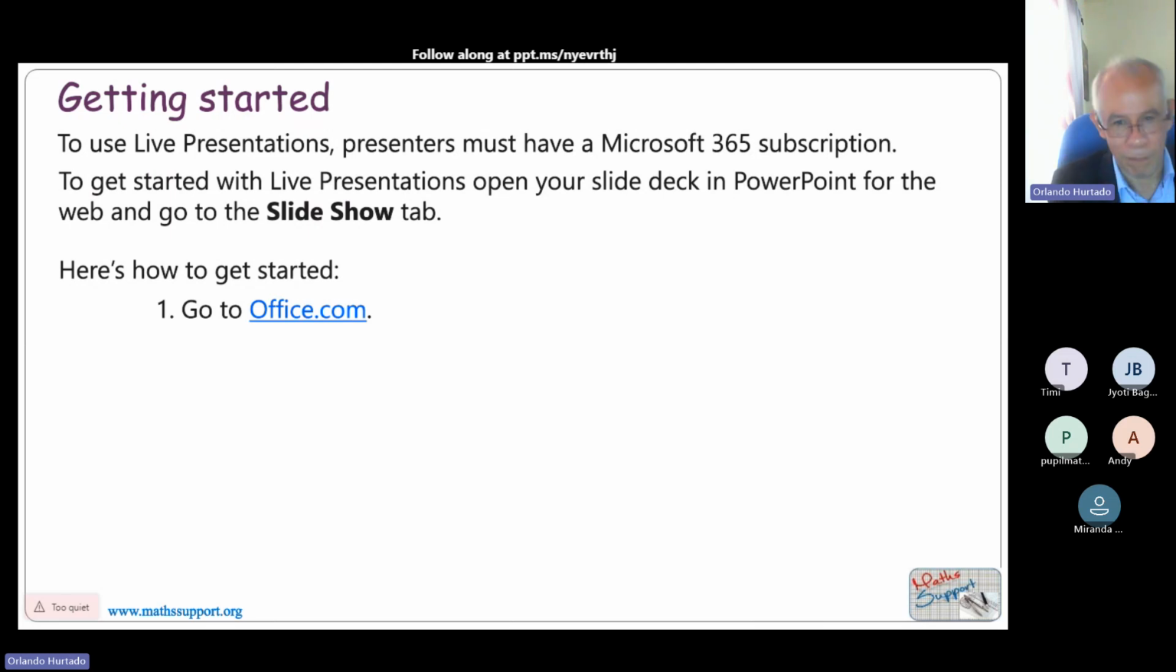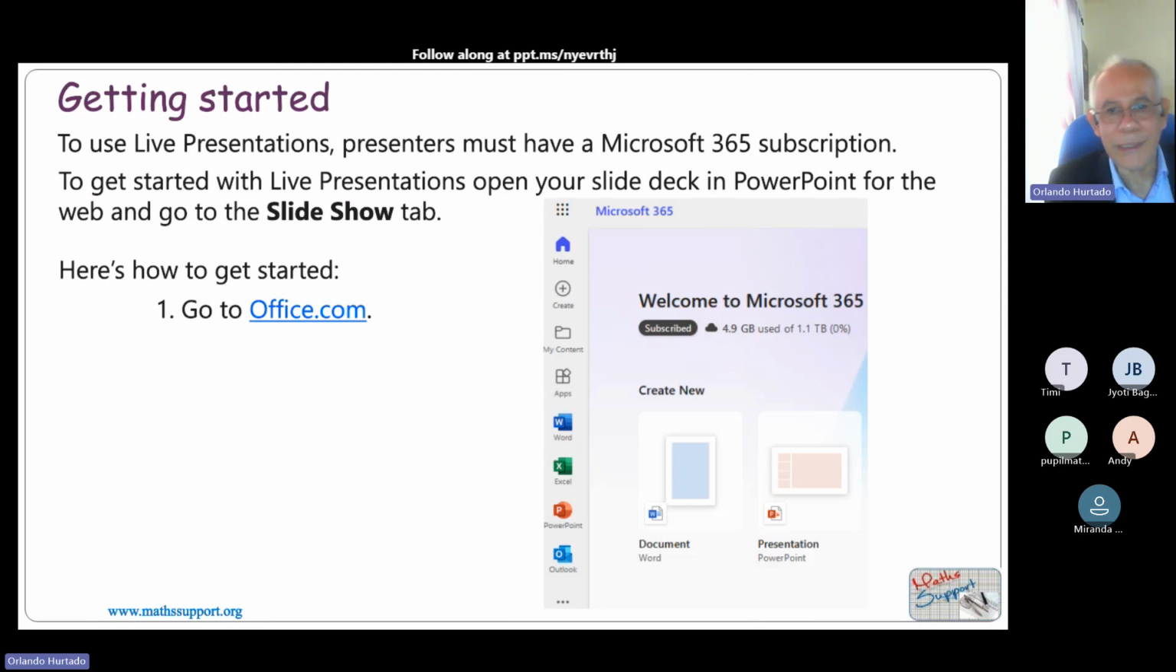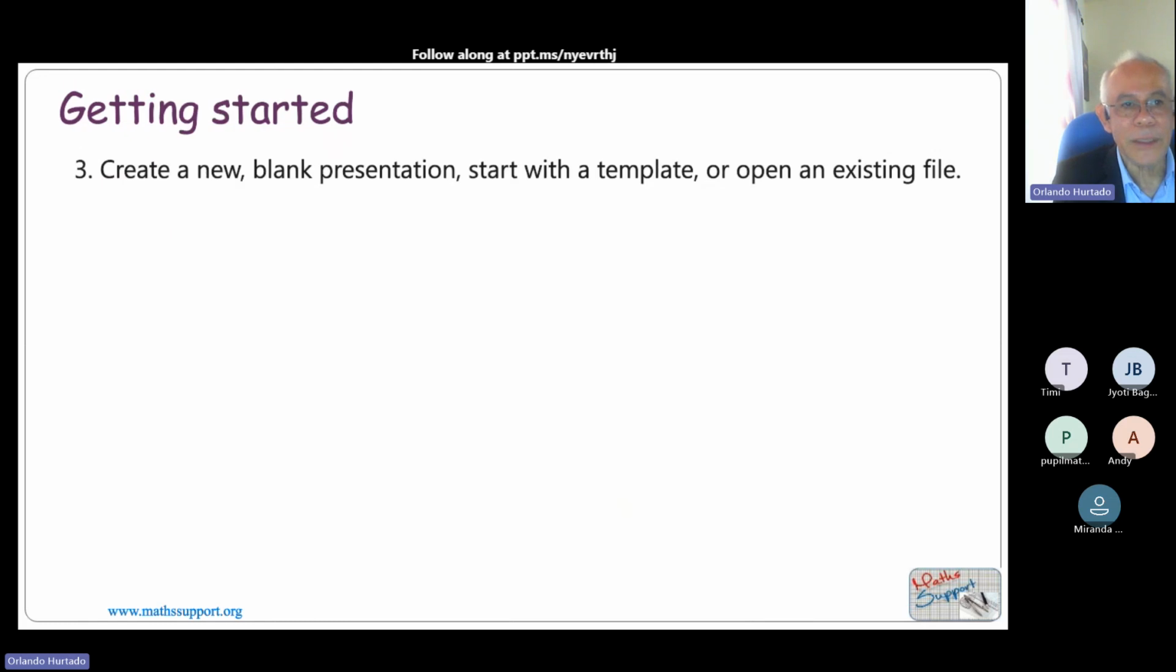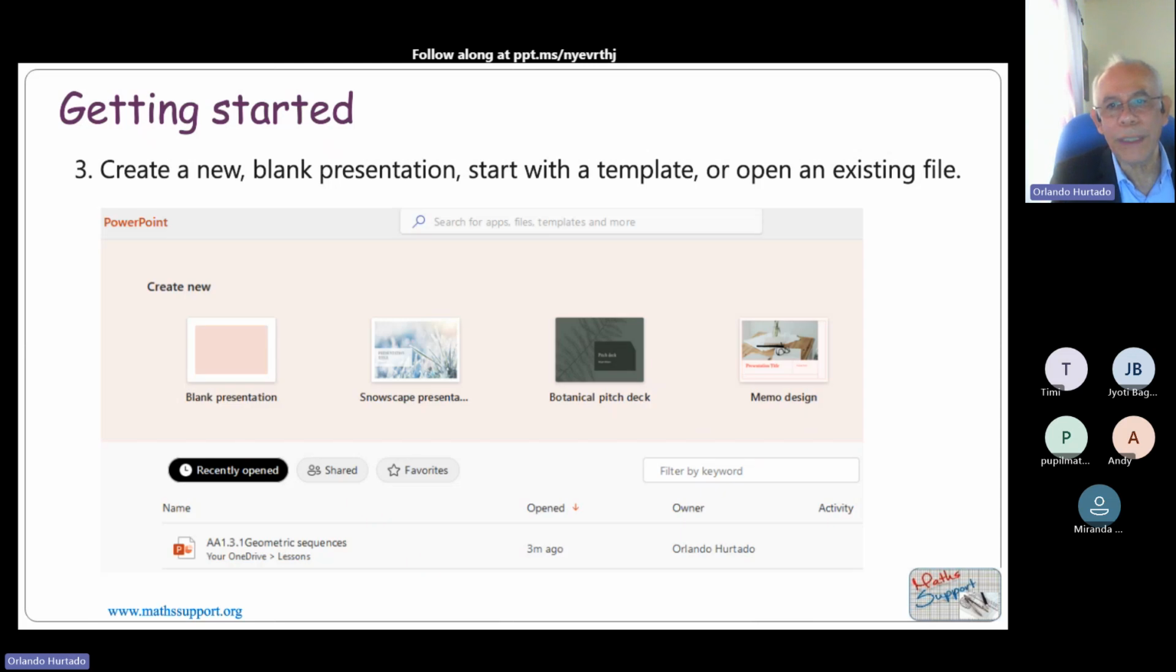First, you go to office.com. So in a browser like Google Chrome, you type in office.com if you have a subscription for Microsoft 365. When you go to office.com, you will have this screen. So, welcome to Microsoft 365. On the left, you can see that there is different software for Microsoft 365, but we are using PowerPoint. So you click on PowerPoint here, and after that, you create a new blank presentation, or start with a template, or open an existing file.